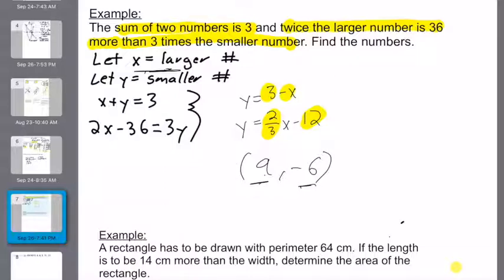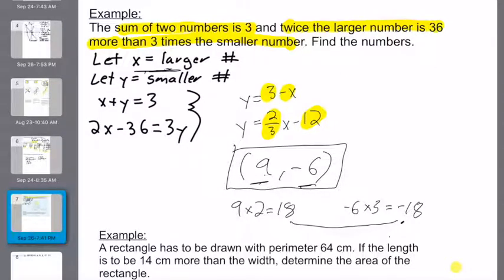Okay, with these word problems, it's especially helpful to double check. So if we take a look, the sum of two numbers is 3. So if I take 9 and negative 6, that sum is going to be 3. And twice the larger number is 36 more. So if I take 9 times 2, which gives me 18, that number should be 36 more than 3 times the smaller number. So if I take 3 times the smaller number, we get negative 18. So is 18 36 more than negative 18? Well, yes it is.